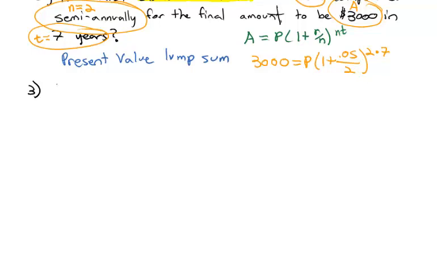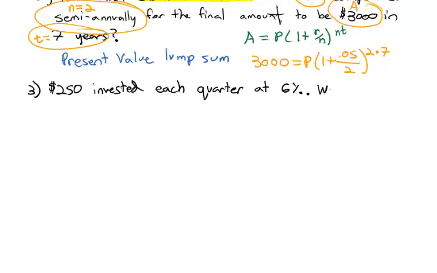Let's say we have $250 invested each quarter at 6%. What will the final amount be in 8 years?